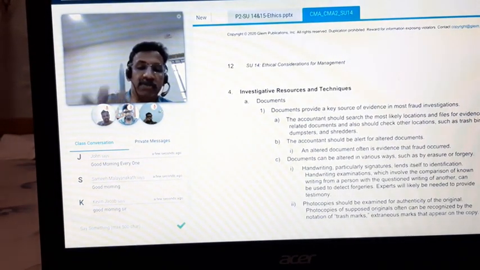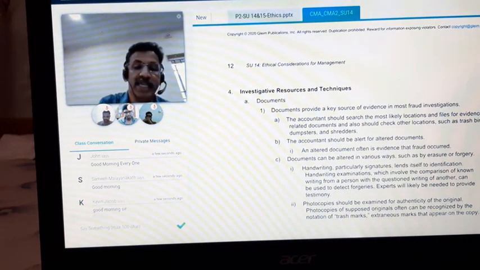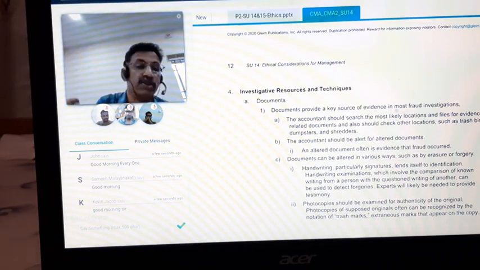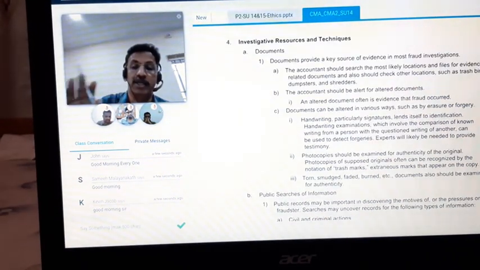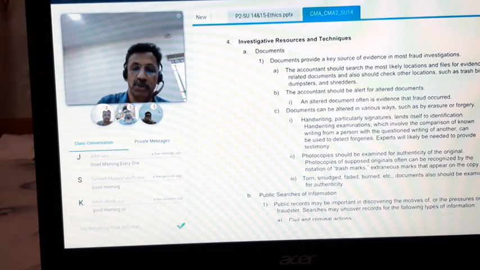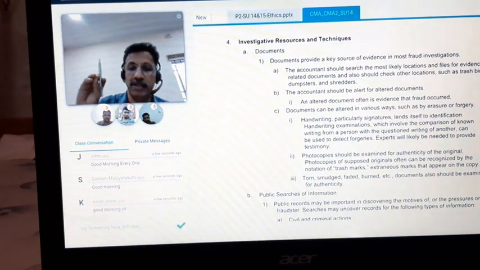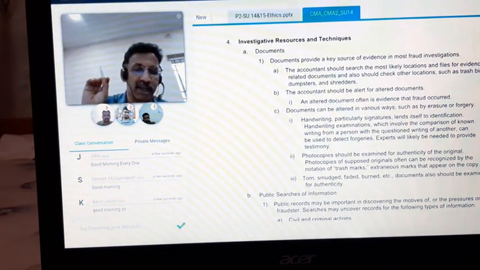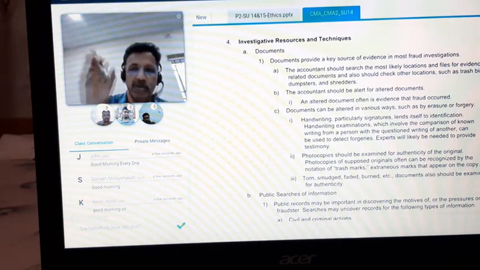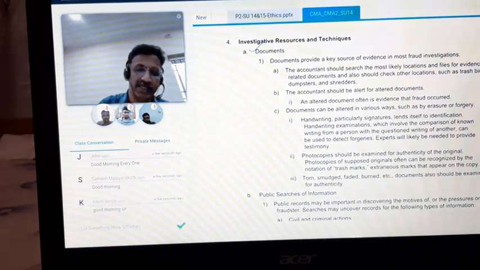When we were leaving, actually, we were discussing the investigative resources and techniques when you go for a fraud investigation. You see that documents provide a key source of evidence in most fraud investigations. Okay, but you should have an eye to really see what message the documents are really giving you. So you can really see that these documents should be tested for authenticity. Then when you go into that, actually they will have some fingerprints left that you can identify the source of the crime, that we have discussed in detail. We will continue that discussion.